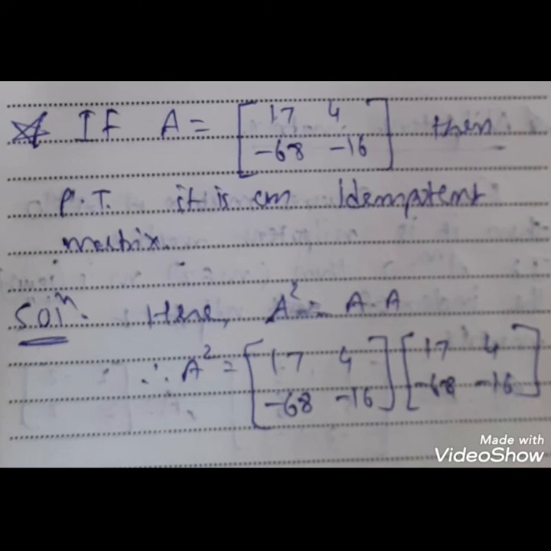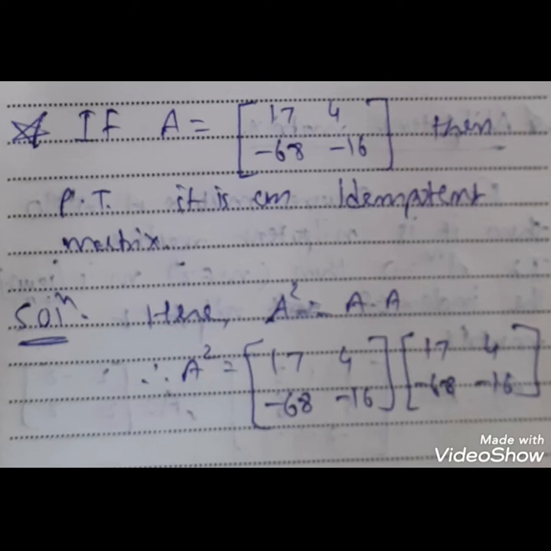Let us discuss one more example, that is matrix A, which is of order 2. A equal to 17 and 4 are the elements of the first row, and minus 68 and minus 16 are the elements of the second row, means it is minus 4 times the first row. So if we take minus 4 as the common element from the second row, then A equal to minus 4A. Now we have to prove that it is an idempotent matrix, means we have to show that A square equal to A. So we take A square, that is A into A, means 17, 4 are the elements of the first row and minus 68, minus 16 are the elements of the second row.